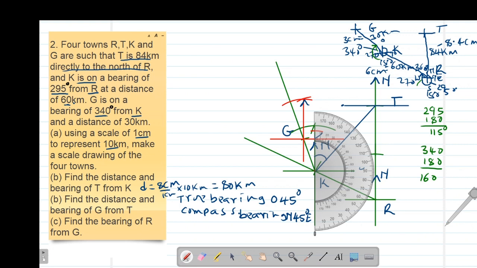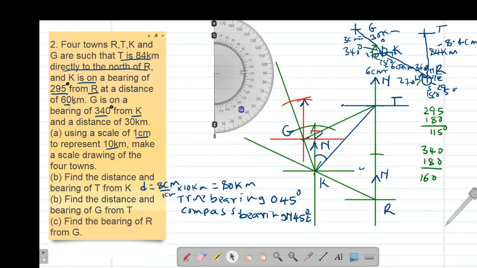Then part B, this should be part C of the question. Find the distance and the bearing of G from T. So I'm going to connect G and T. My G is here. I connect it to the point T. Let me use a different ink. So this is my point G. Then I connect it to T. So they want that distance.